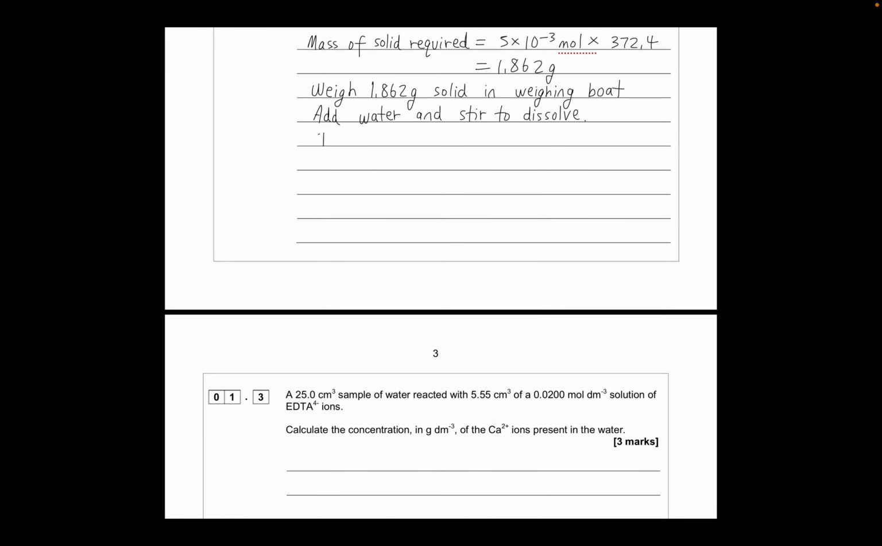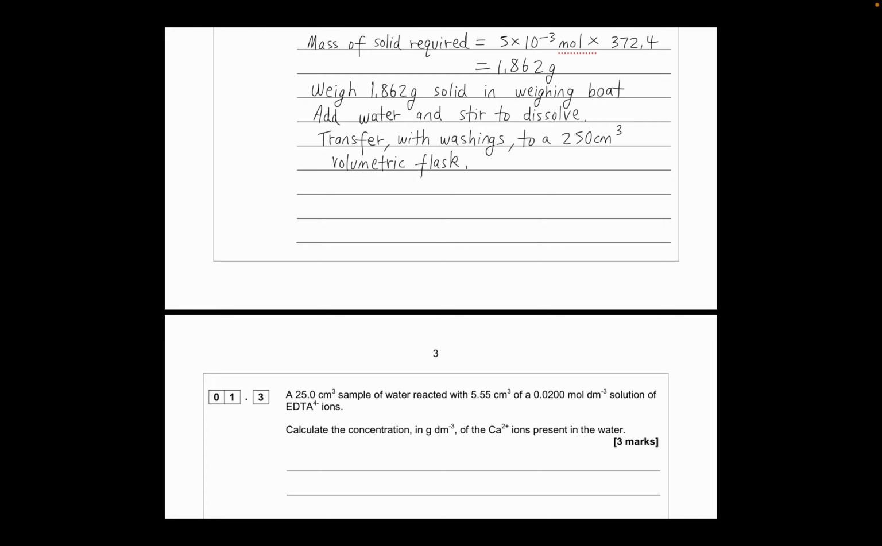Then you're going to transfer the washings. Sorry guys, you're going to transfer with the washings. That's a better way of saying it. You're going to transfer with the washings to a 250 centimeter cubed volumetric flask. Okay? You're going to transfer all that washings to that.